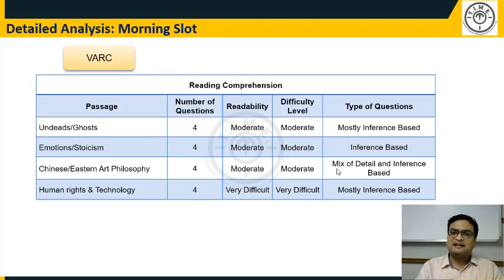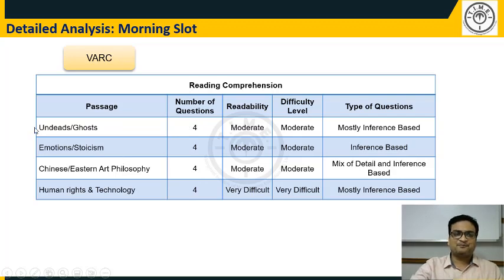So the 4 RC passages which were there, some of them were relatively moderate or easy, right? Some of them were tough, or difficult in terms of both readability and also in terms of the overall difficulty level. The number of questions that we had from each RC is 4, so overall 16 questions, as we said.